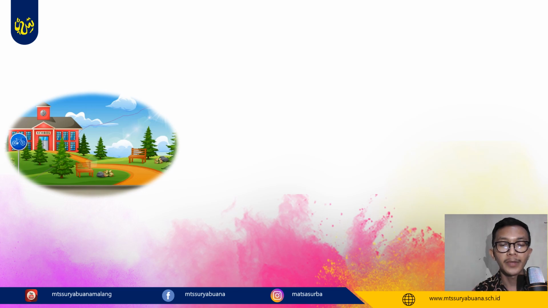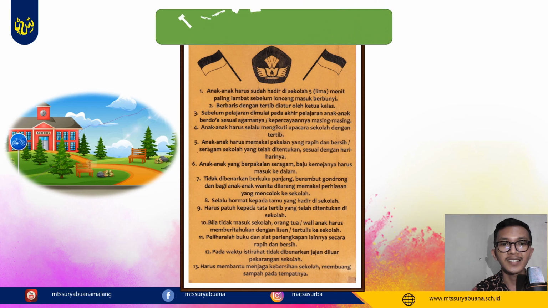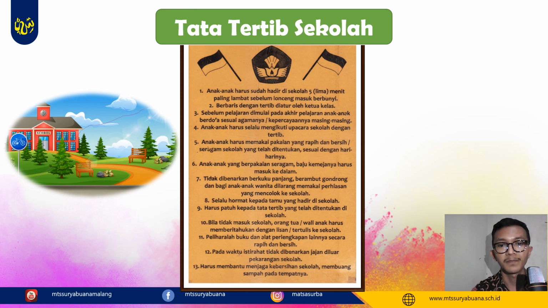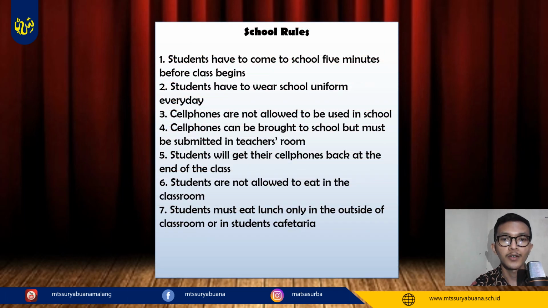Before I explain the main materials about obligation and prohibition, here I have a picture for you. This is the Tata Tertib Sekolah. I think you already know about this poster. This is a regulation about the students at school. Well, this is the English version of the previous poster.